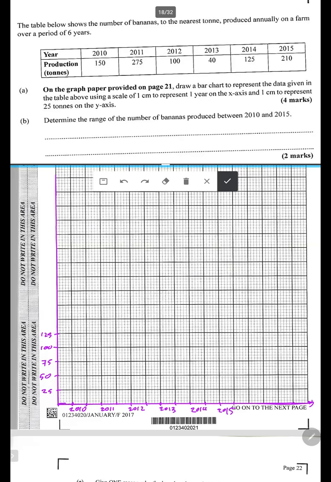125, 150, 175, 200. How much is it going up to? Going up to 275: 200, 225, 250, 275 is the highest bar. 275. Good. All right, so the first bar is going up to 150. So easy. Let's draw my lines up to 150.